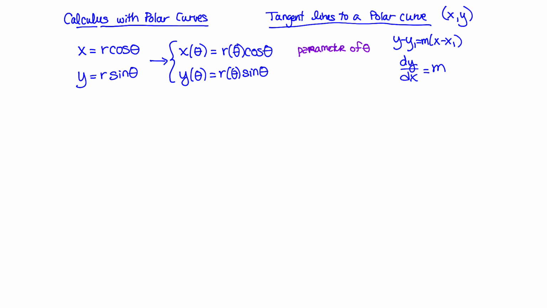Now, why is this important? This is important because we are trying to get dy dx. And we know how to get dy dx when we're dealing with parametric curves. So by changing this into a parametric curve, we can easily decide what dy dx is for our polar curve. On your test next week, you will be required to show me this proof right here, okay?